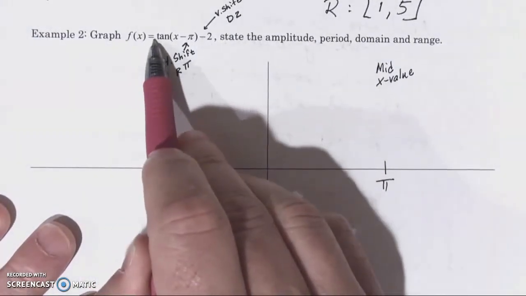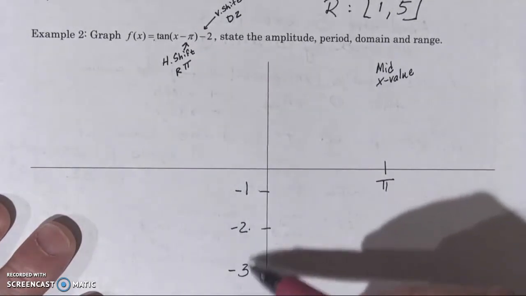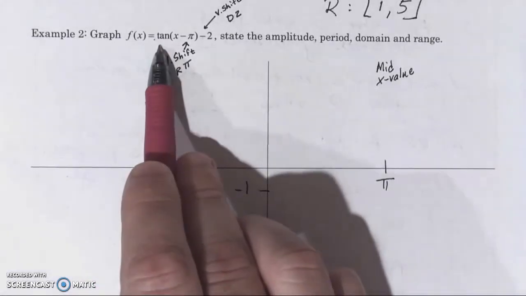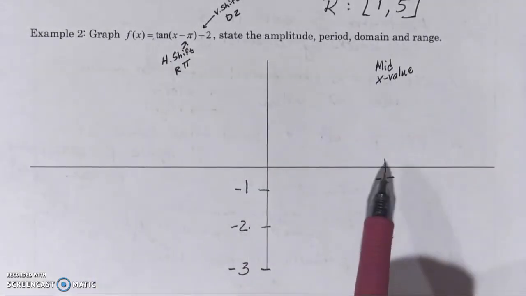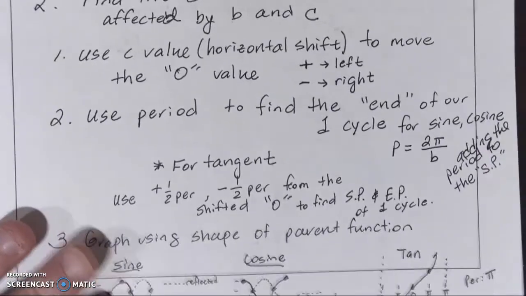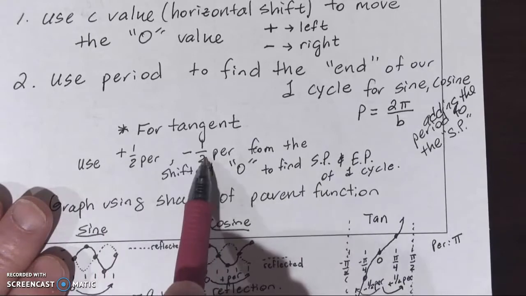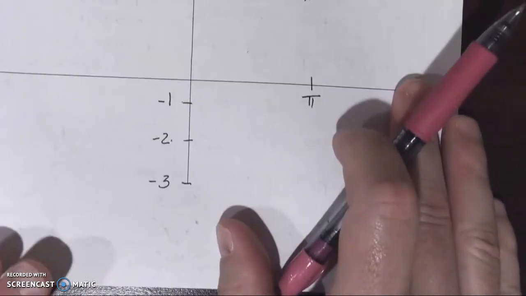The a value of 1 means that from the middle to the top or bottom y value should be a distance of 1. Okay, so we're going to be below the x-axis here. All right. Most importantly, and tougher, is to find the x values. For tangent, which this is a tangent graph, we just talked about, we shifted our 0 point. It is now at pi. That's our middle x value. Our notes say, and we just talked about the reasoning, we're going to add half the period and subtract half the period to get our start and end points of that one cycle.